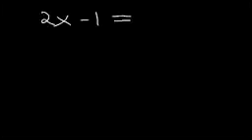Now let's work on a few multi-step problems. If we have this equation, 2x minus 1 is equal to 9, what do we need to do to solve for x? Should we divide by 2 or should we add 1 to both sides? You want to add 1 on both sides. It's easier if you do it that way.